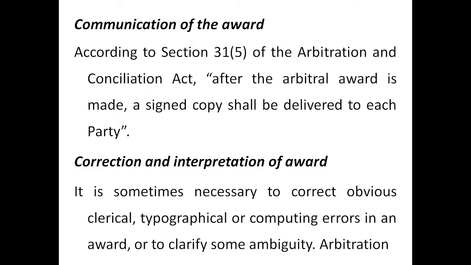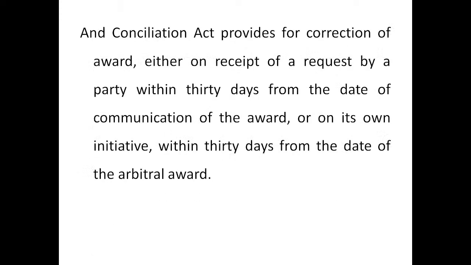It is sometimes necessary to correct obvious clerical, typographical, or computing errors in an award or to clarify some ambiguity. So, the Arbitration and Conciliation Act provides for correction of an award either on receipt of a request by the party within 30 days from the date of communication of the award or on its own initiative within 30 days from the date of the arbitral award.